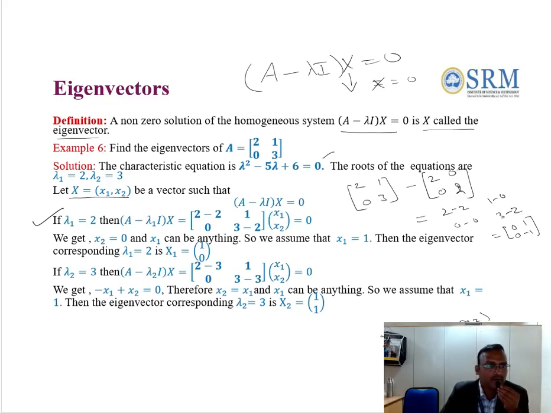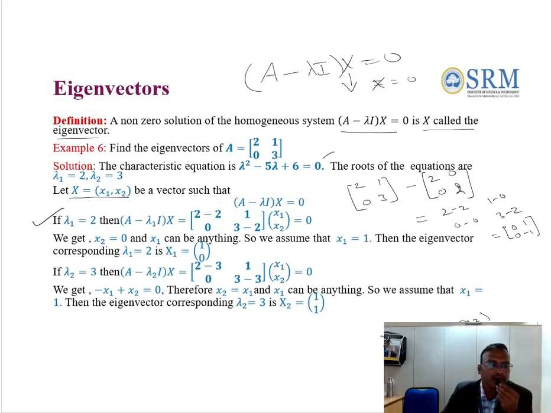Welcome back to this course, Eigenvalues and Eigenvectors. In the last session, we have seen the definition of eigenvalue: the eigenvalues are nothing but the roots of the characteristic polynomial. Now, in this lecture, we are going to see how to find the eigenvectors of a given eigenvalue.